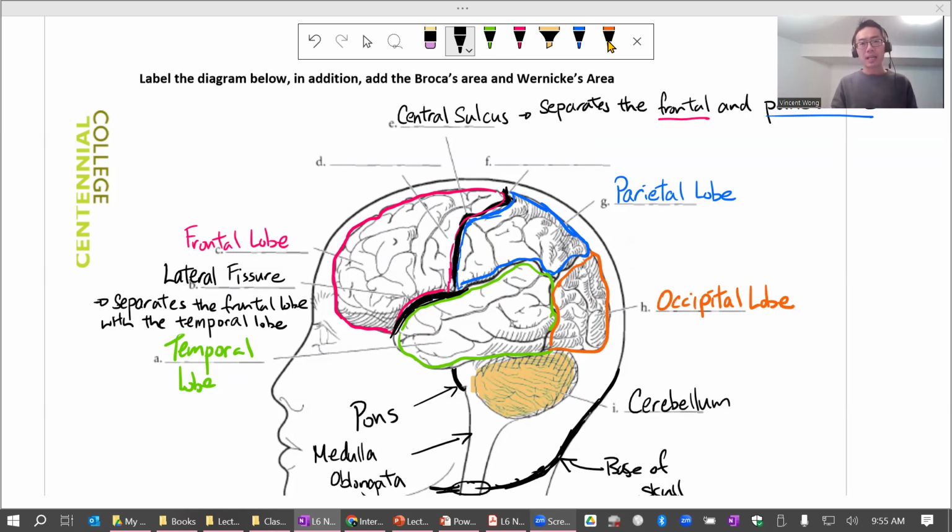For example, the occipital lobe in the back is responsible for vision. So we say visual information.